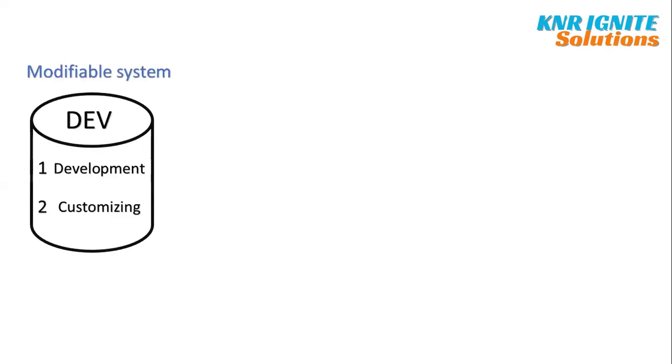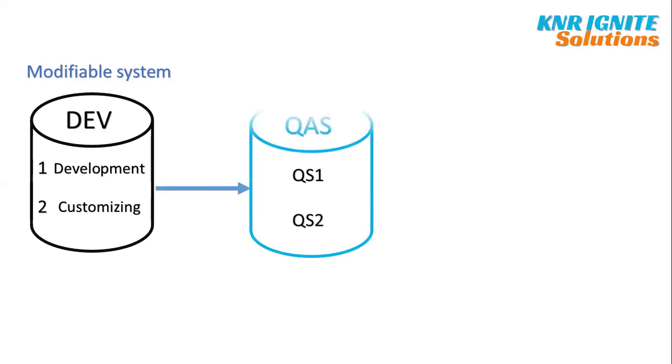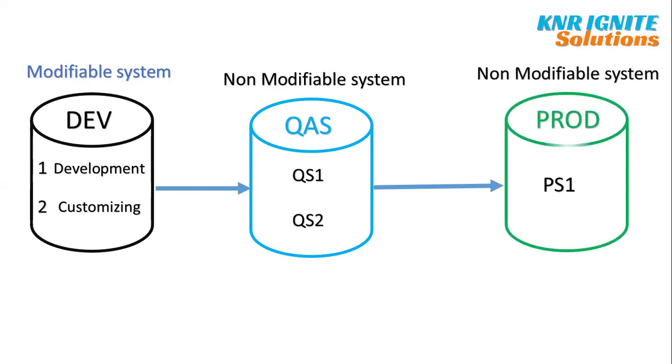Your development system is a modifiable system. We perform all development and customizing activities. From there, it will move to your quality system. In the quality system, we perform various testings, and upon successful testing and satisfaction, we move all the configuration into the production system. This is the cycle that generally happens in any system landscape that we talk about.